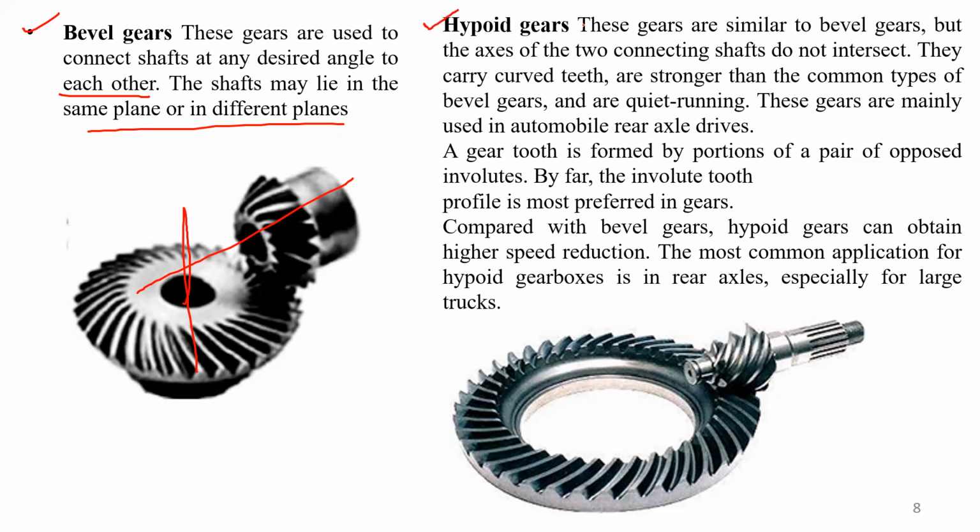And then we use hypoid gears. These gears are similar to bevel gears, but the axes of the two connecting shafts do not intersect. In bevel gears, the two shafts intersect, but in hypoid gears, the two connecting shafts do not intersect. Here they carry curved teeth. These are stronger than the common types of bevel gears, and are mainly used in automobile rear axle drives, like in large trucks.